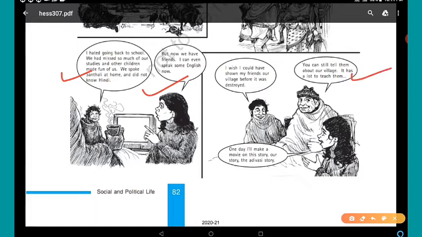You can still tell them about our village. It has a lot to teach them. And then the girl is saying, one day I will make a movie on this story, our story, the Adivasi story.